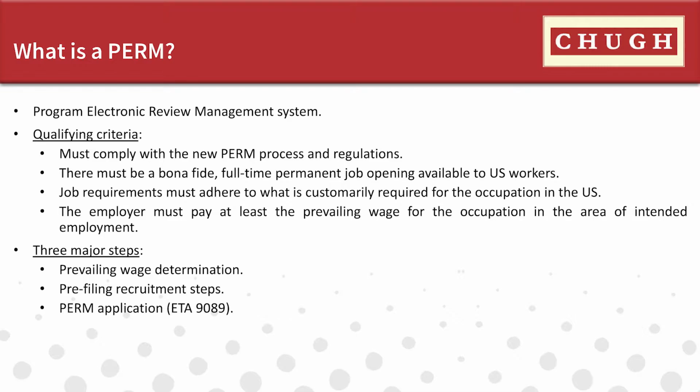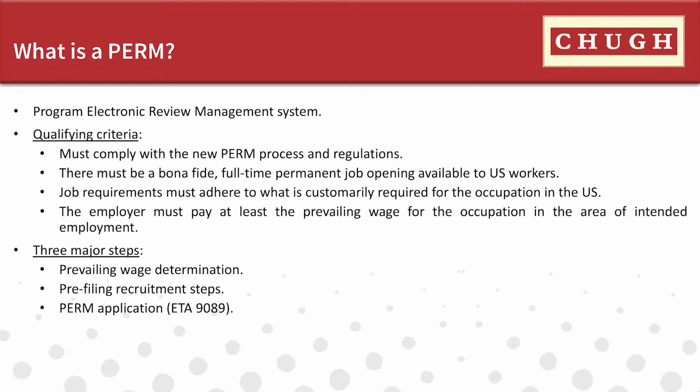The second qualifying criterion is that there must be a bona fide full-time permanent job opening available to U.S. workers. Because remember, you have to show that there are not enough U.S. workers available, willing, qualified, and able to accept the job opportunity. The third is that job requirements must adhere to what is customarily required for the occupation in the U.S. and may not be tailored to the foreign worker's qualifications. So it can't be anything out of the ordinary, out of the box, too wild. It has to be within what the occupation states on the BLS and OES and things like that.